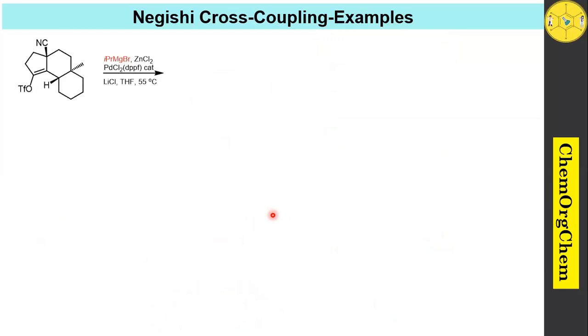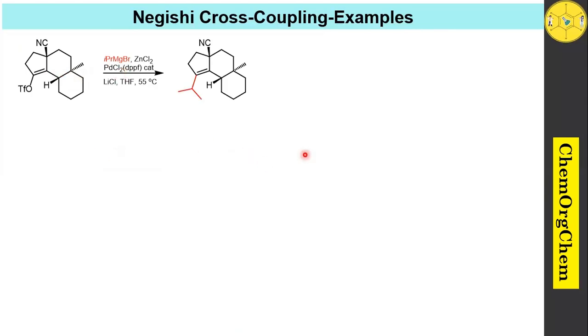So here is one of the examples. Now you see this organotriflate compound, which reacts with isopropyl magnesium bromide in the presence of zinc chloride initially. So this Grignard reagent reacts with zinc chloride to produce the corresponding organozinc species, which reacts under palladium catalysis with this organotriflate to produce this corresponding carbon-carbon coupling product.